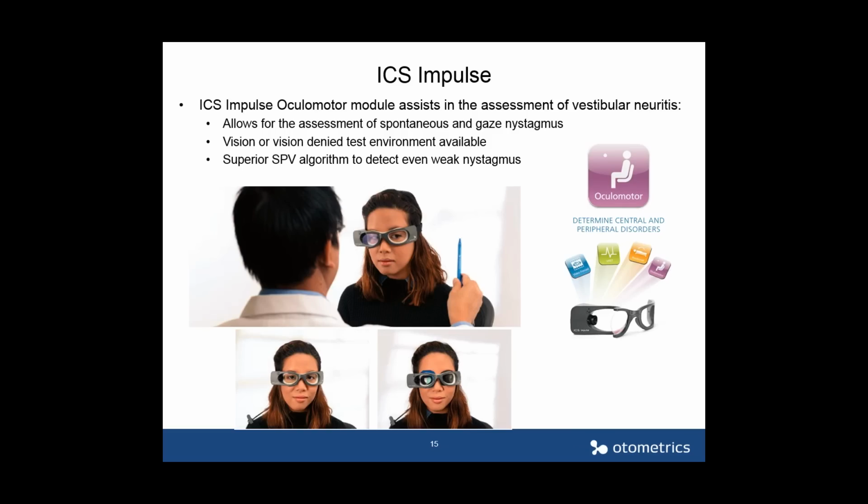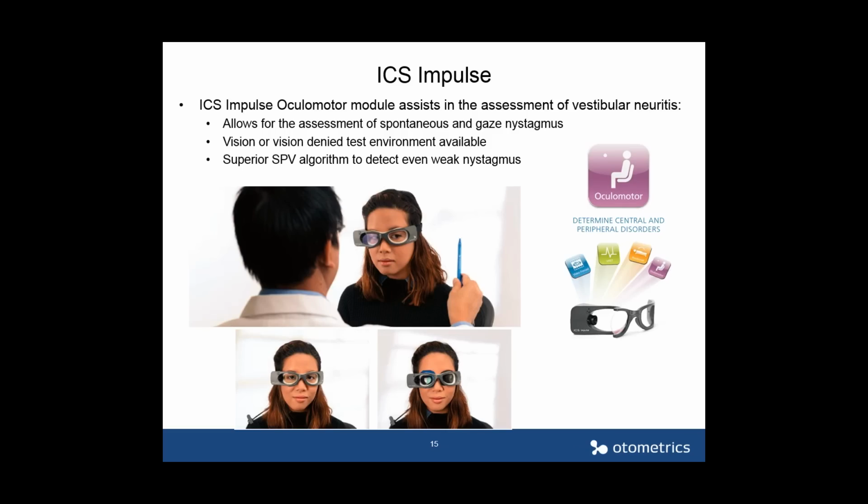So this assists you in the assessment of vestibular neuritis, and it allows you to assess both spontaneous and gaze nystagmus. As you saw from Dr. Breen's presentation, looking at the gaze nystagmus is important to determine whether the disorder is a vestibular neuritis or something else, as well as spontaneous.